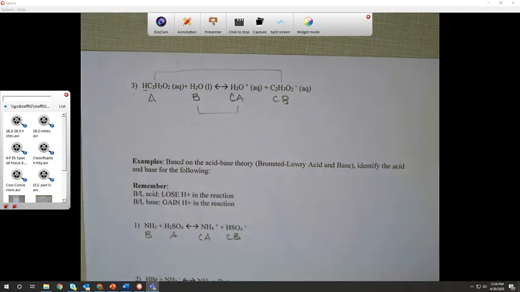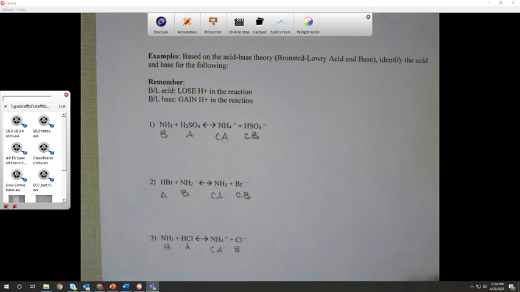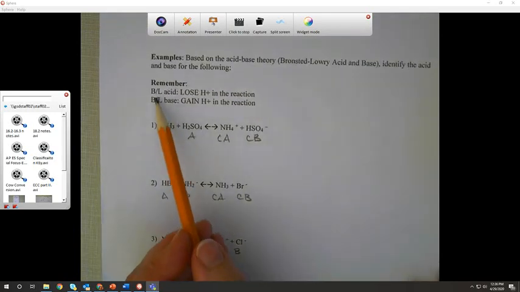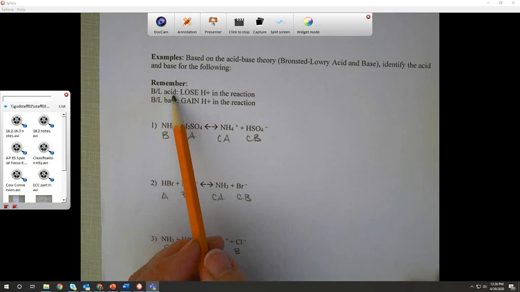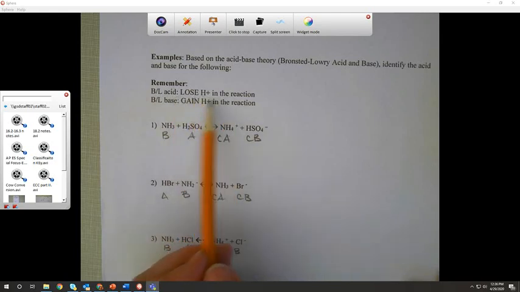Okay, the rest of those are just practicing. This is a good one to think about. A Bronsted-Lowry acid loses a hydrogen in the reaction. A Bronsted-Lowry base gains a hydrogen in the reaction.